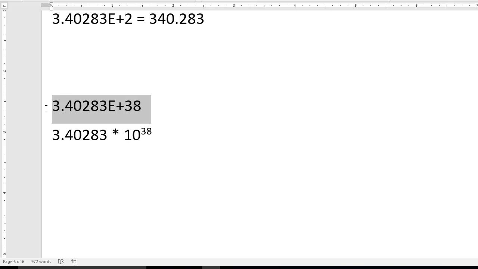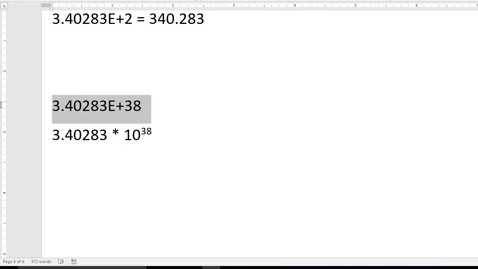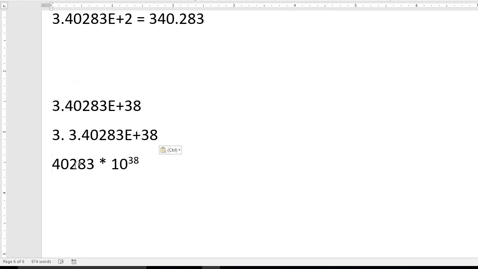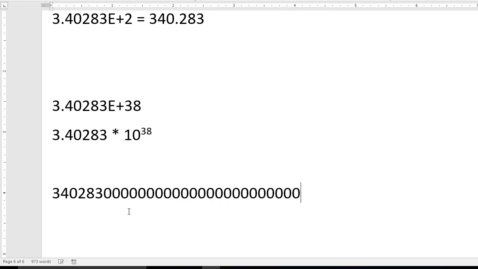Okay, you ready for this? I'm not sure I am. I'm going to do it right now. So we're going to move it 38 places to the right. 1, 2, 3, 4, 5. If I put it there, I've taken care of 5 of those numbers. That means I still have to do 33 more. Here we go. 1, 2, 3, 4, 5, 6, 7, 8, 9, 10, 11, 12, 13, 14, 15, 16, 17, 18, 19, 20, 21, 22, 23, 24, 25, 26, 27, 28, 29, 30, 31, 32, 33.